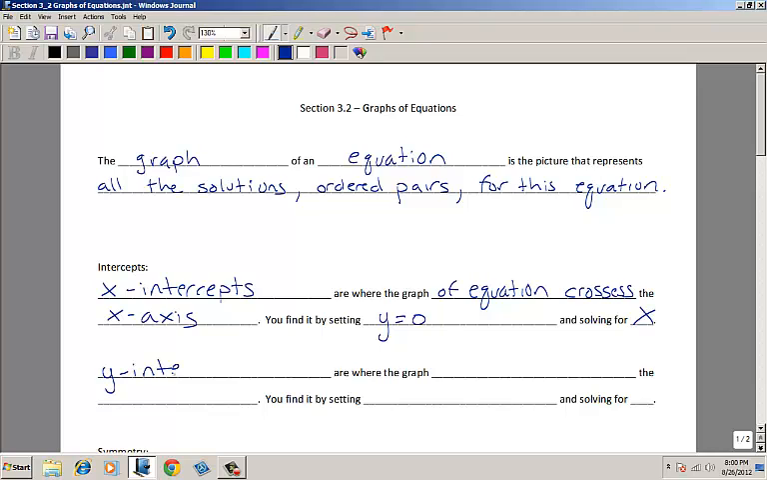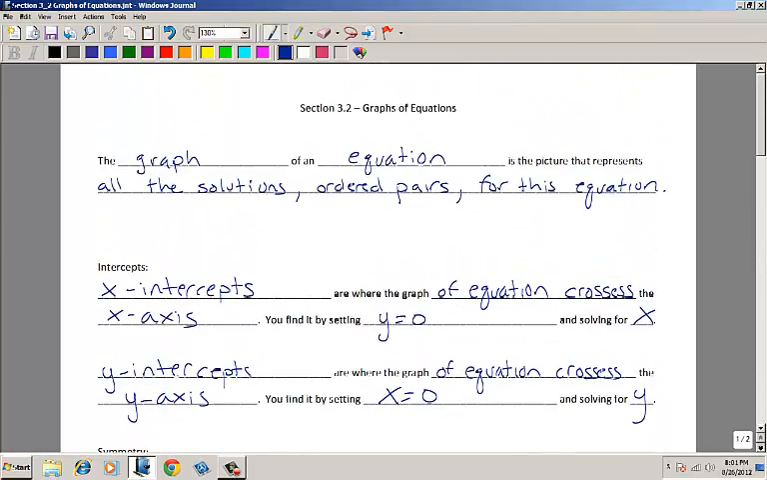Y-intercepts are where the graph of your equation crosses the y-axis. So your x-intercepts are where you cross the x-axis, and your y-intercepts are where you cross the y-axis. You find your y-intercepts by setting x equal to 0 and solving for y.